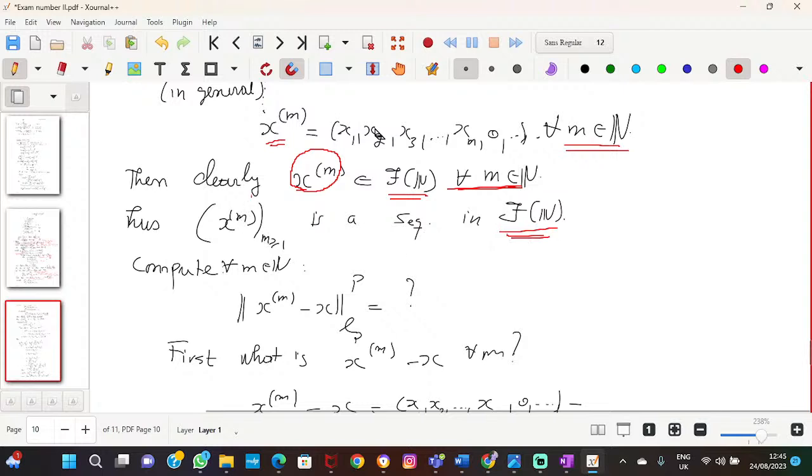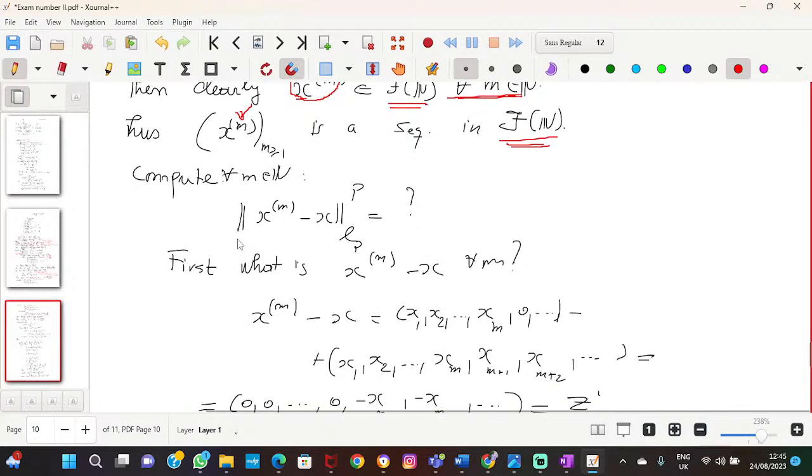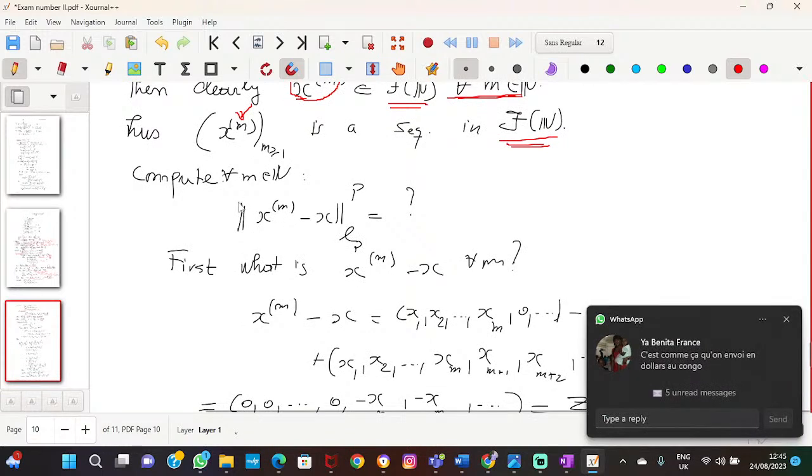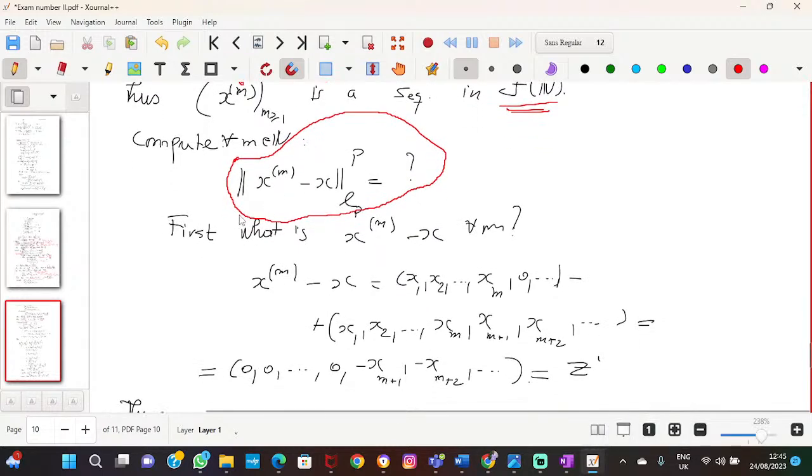But you see, the elements of this sequence, those that are called x to the power m, are also sequences. So now we need to compute this and see if its limit is 0. First, what is this? We must know what this subtraction is.